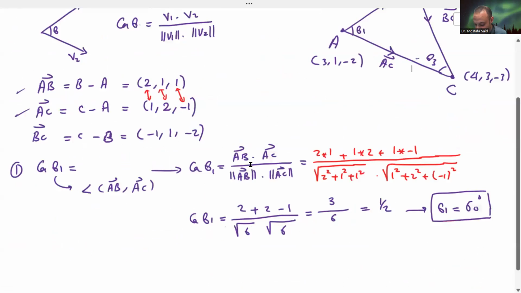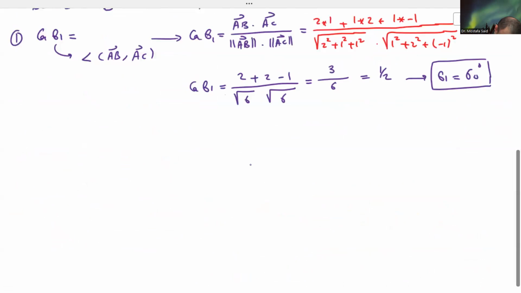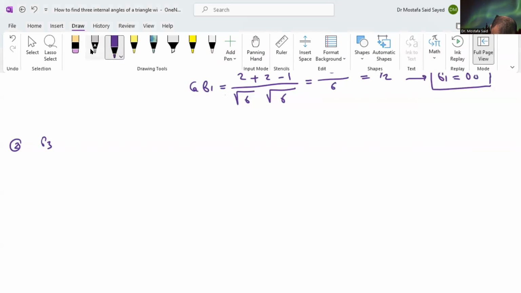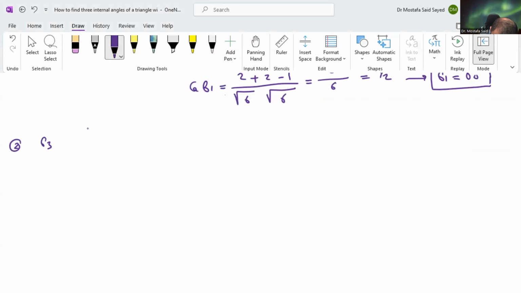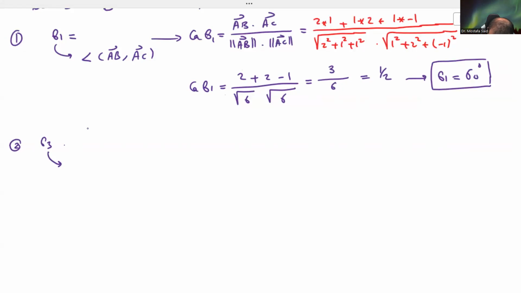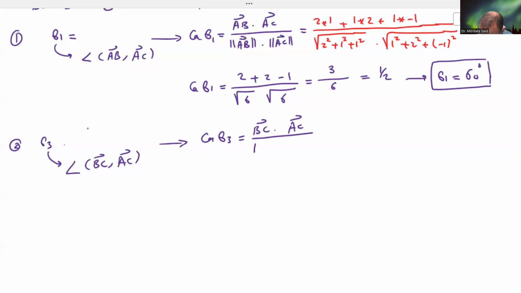So theta 3. Theta 3 is between AC and BC. So we can make a very little correction. Remove the cosine back here. So theta 3 is basically the angle between BC and AC. Of course, there is no order. So cosine theta 3 is equal to BC dot AC divided by the BC magnitude or length times the AC magnitude or length.